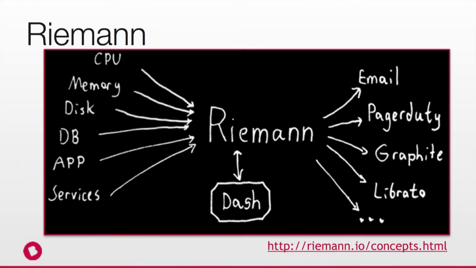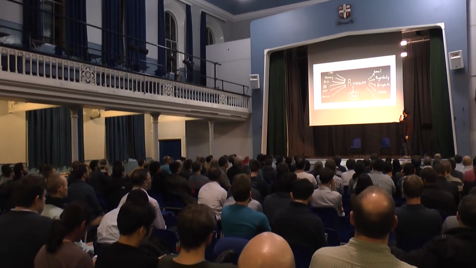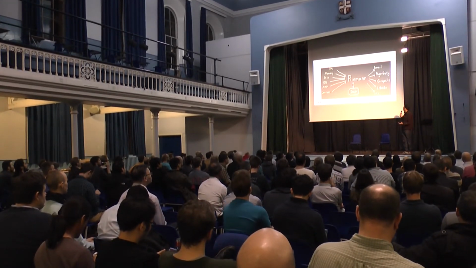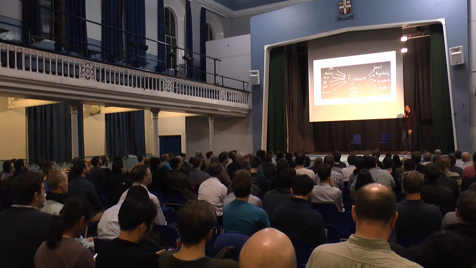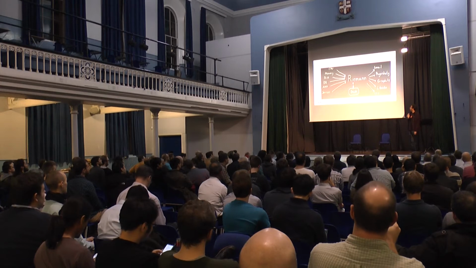Okay, so this is directly off their webpage, and it's actually a pretty good explanation of what it does. The dash in the middle is kind of peripheral. It's actually not the best part of Riemann. It will grab a whole bunch of information from your platform, and it's fairly flexible in the format that you can send to it. And you can basically manipulate that data and send it forward.